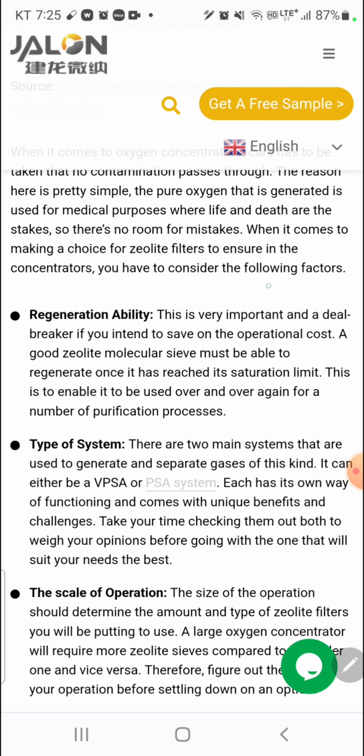Regeneration ability. This is very important and a deal breaker if you intend to save on the operational cost. A good zeolite molecular sieve must be able to regenerate once it has reached its saturation limit. This is to enable it to be used over and over again for a number of purification processes.